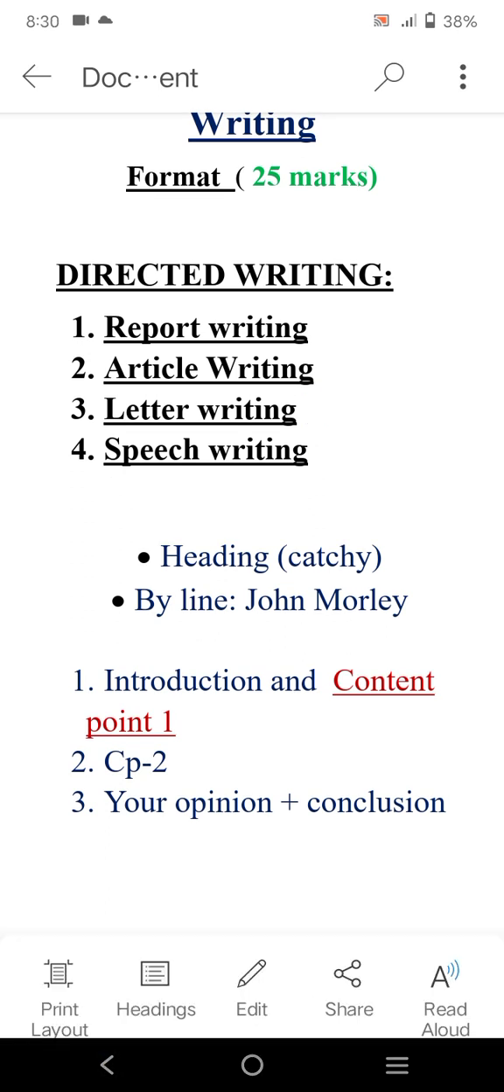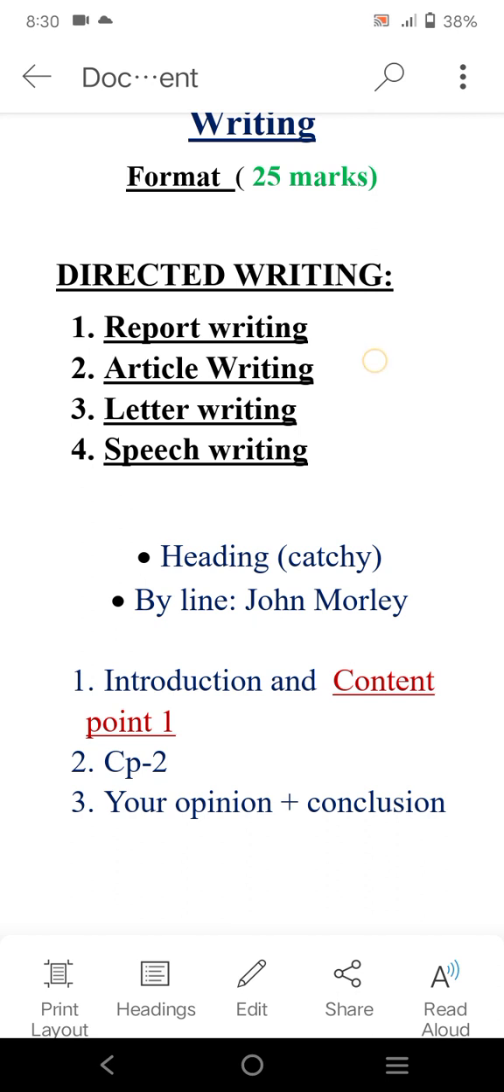comprised of four types of writing: report writing, article writing, letter writing, and speech writing. There are four options, but among them only one will be given, and it is your responsibility to practice all of them in order to secure the highest marks, because one of them is compulsory.